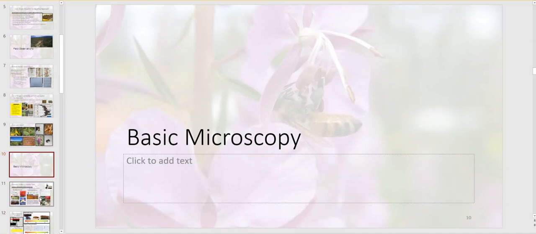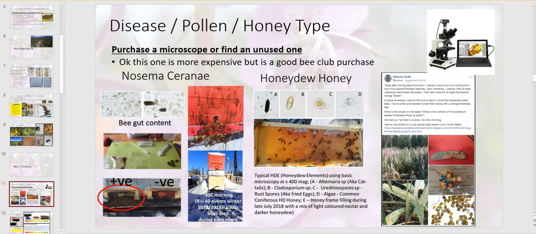So on to microscopy. Microscopy, I found, is a very useful tool. I've been doing my own Nosema checks for the last 4 or 5 years, checking the bee guts, observing different pollen, yeast spores, rust spores, Nosema, so positive, negative, high mortality, low mortality.